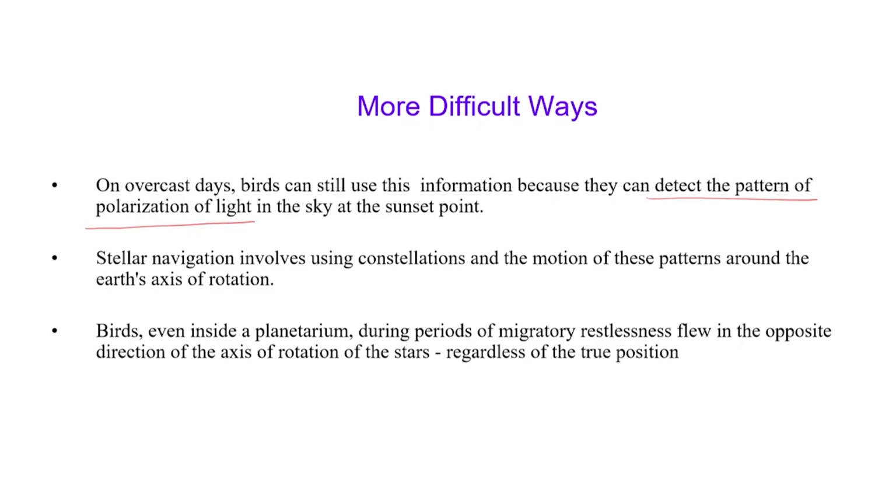Then stellar navigation also involves understanding different constellations and their motion pattern. With respect to the Earth's rotation, it is observed in planetarium that many migratory birds continuously flew in the opposite direction of the axis of rotation of the stars, regardless of the true position. Which means they understand to some extent how the constellations move, and then accordingly they set the directions. However, the story goes far beyond this.